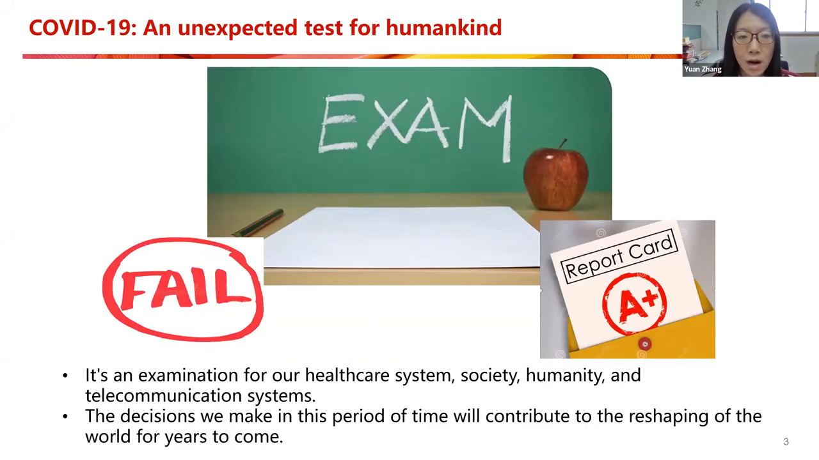Shen has just given a thorough background and timeline about the outbreak in China, so I'll skip this part. Now we are facing a global crisis, an unexpected test for humankind. It's a test for our healthcare system, our society, our humanity, and of course our telecommunication systems, as people are locked down or quarantined. We are trying different approaches to pass this exam and survive. The decisions that we make in this period of time will contribute to the reshaping of the world for years to come. Things are different among countries. Although we are in different battles, we are in the same war, against time and the virus. So we try to take the most effective methods in the most efficient way, balancing the trade-off. I hope our experience will be of use, as China went through this first.